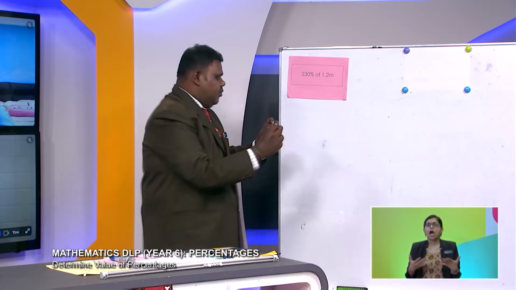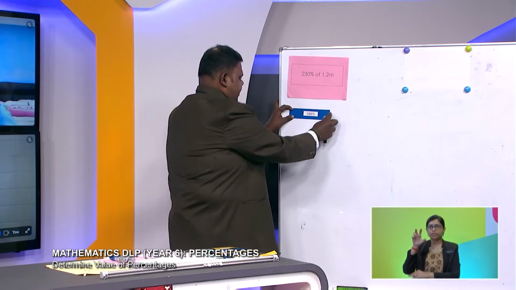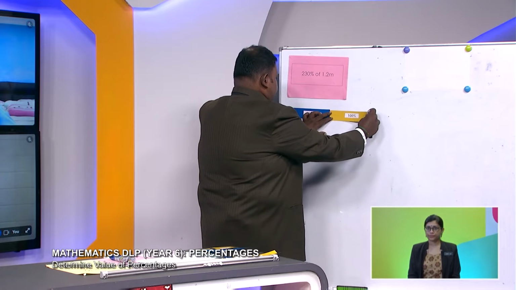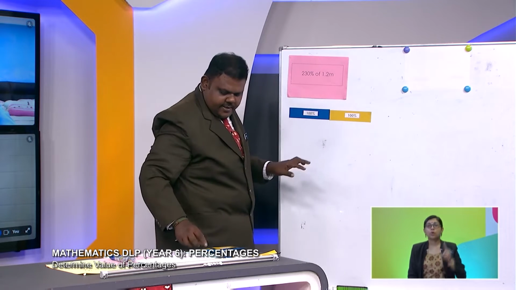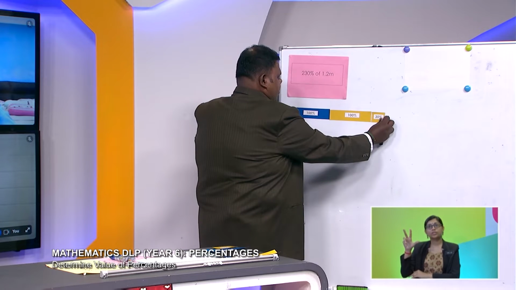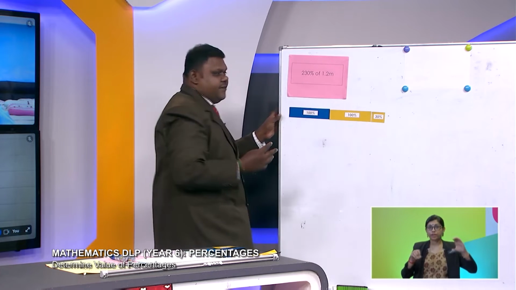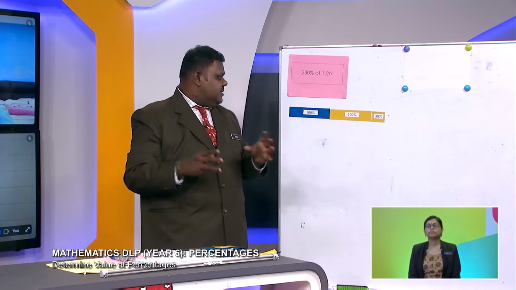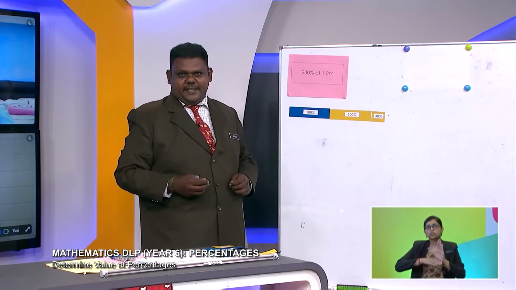I will show you with this bar model. This is 100. This is another 100. So it's 200. And this is another 30. I'm finding 230% of 1.2 meter, so it means it is more than 1.2 meter.